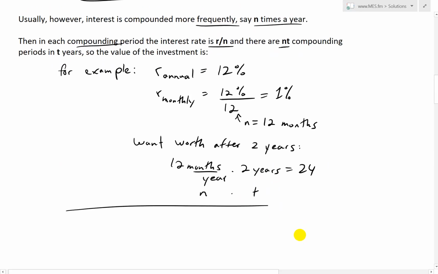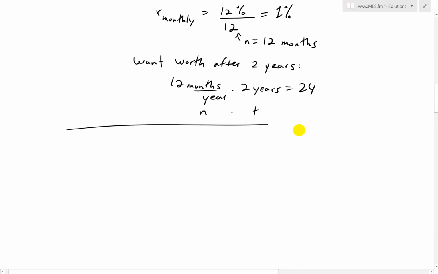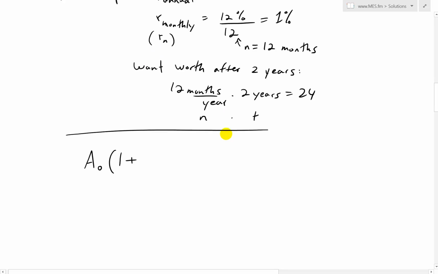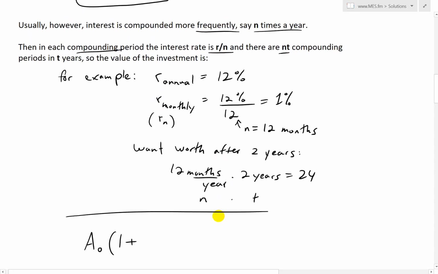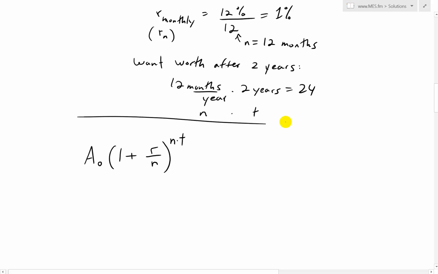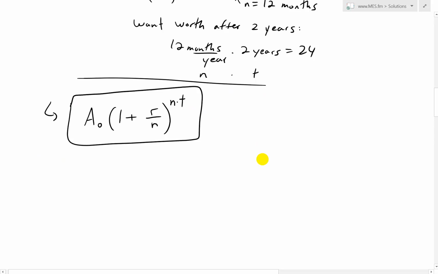So we put this all together, and now we're looking at compounding the interest n times per year. The total worth after t years is going to be A0 times 1 plus the new r_n, which is the same thing as r_n if it was biweekly, etc. And that r_n is just r divided by n. So a new interest rate is r divided by n, to the power of n times t. So this is what our worth would be if we were compounding more than one time per year.